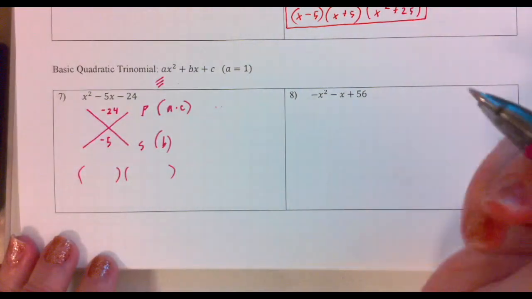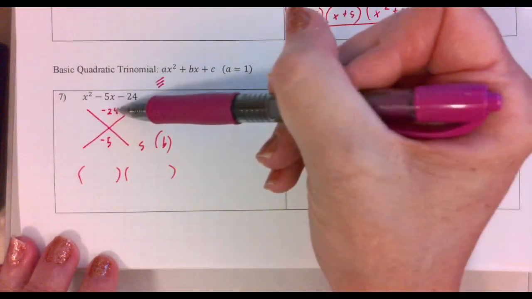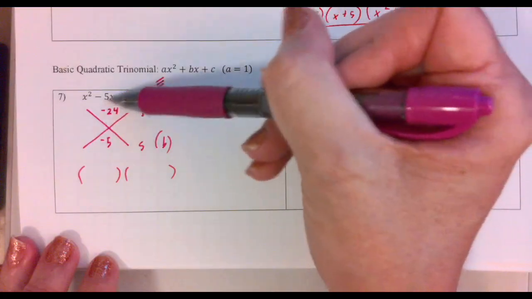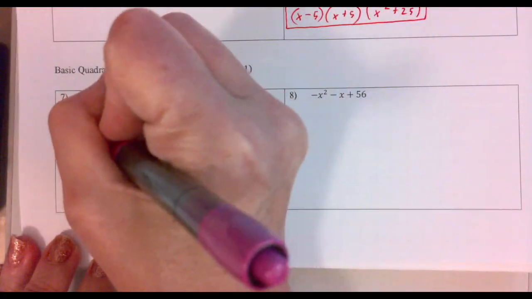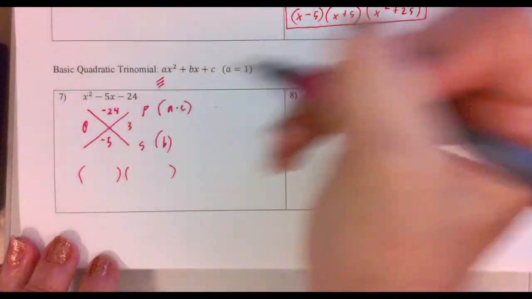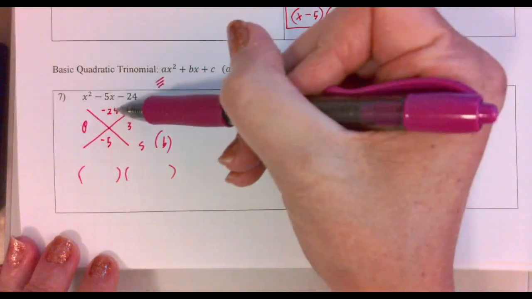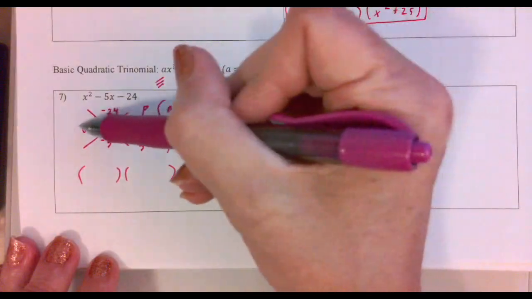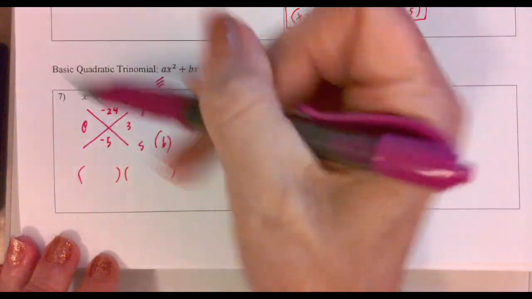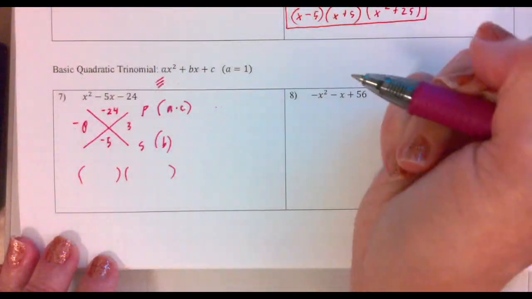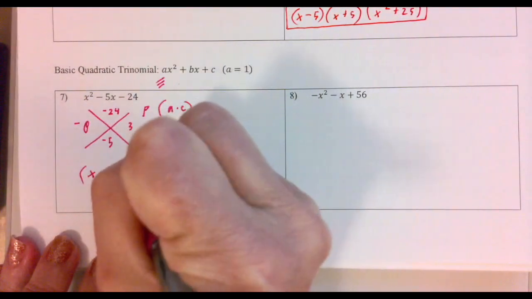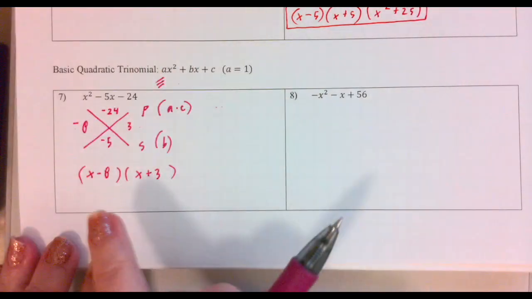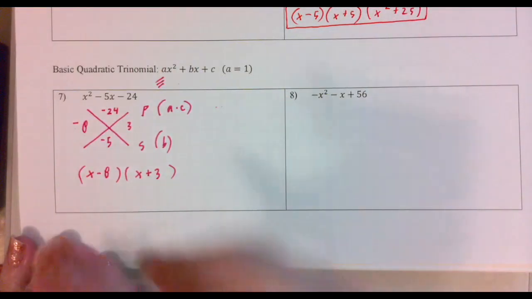Okay, so two numbers that multiply to negative 24 and add to negative 5. Well, I know that 8 and 3 make 24, but I need it to be negative, so one has to be negative, and it has to add to negative 5. So it's got to be the negative 8. So x minus 8 and x plus 3. Again, any order is fine.